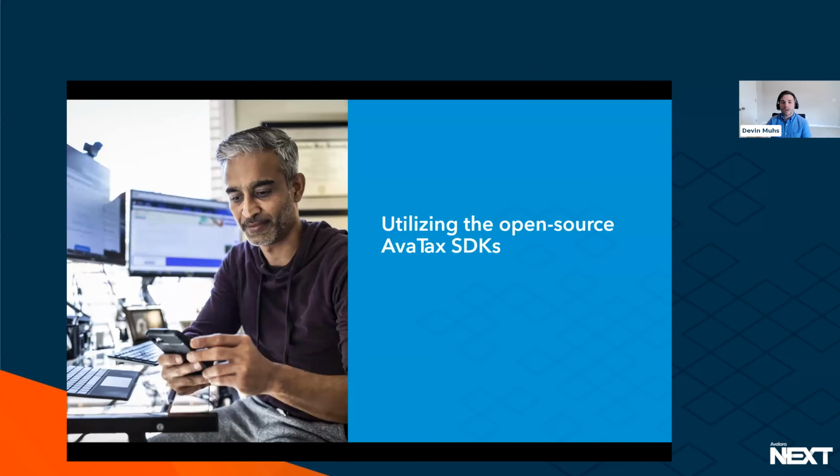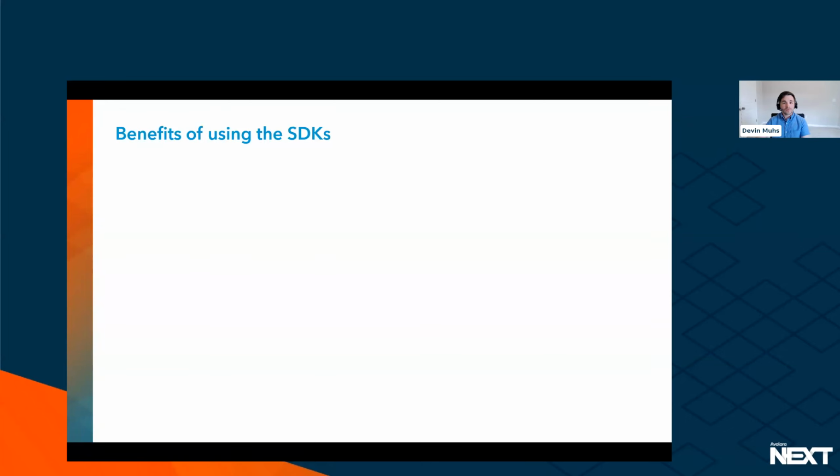Now, once you've become a bit more comfortable with our APIs, you'll likely want to begin connecting AvaTax to your business application. If you're building a custom API integration, currently, one of the simplest ways to do that is using one of our software development kits, or SDKs for short. There are several benefits to using our SDKs. The first is faster development. By leveraging SDKs, developers can save time and effort focusing on business logic rather than dealing with low-level API interactions.